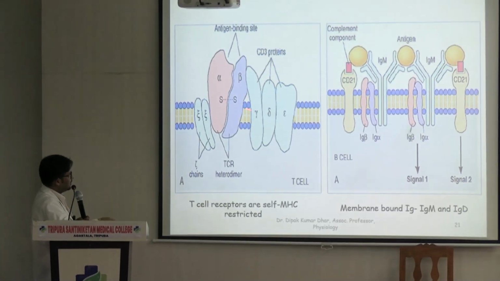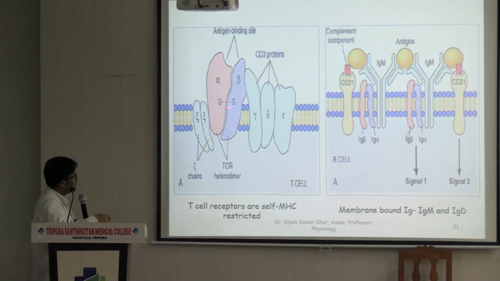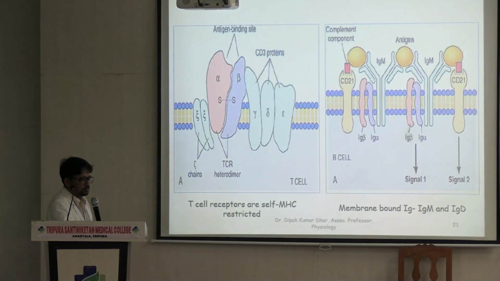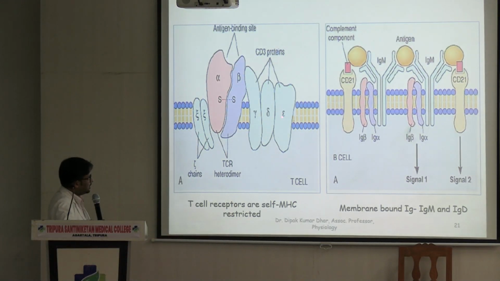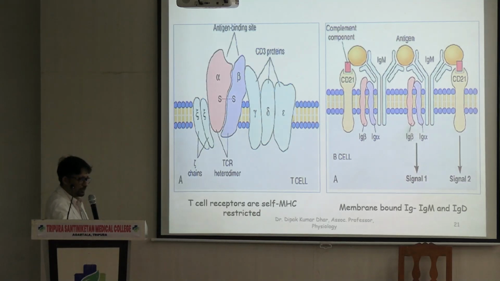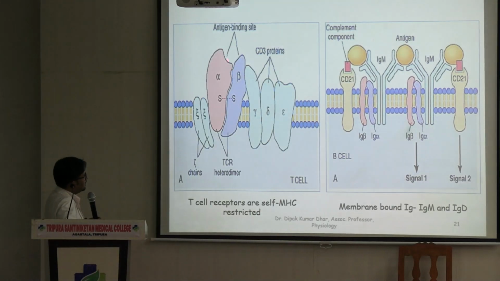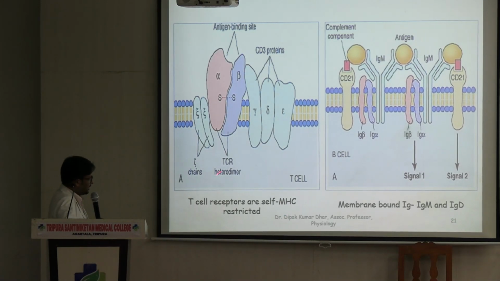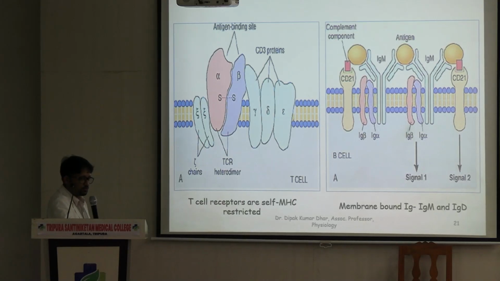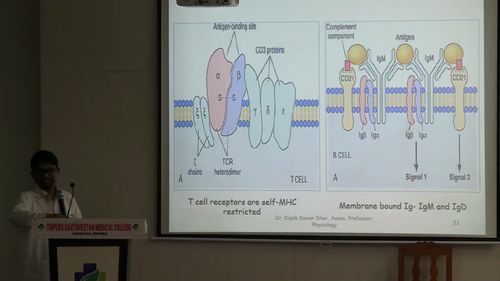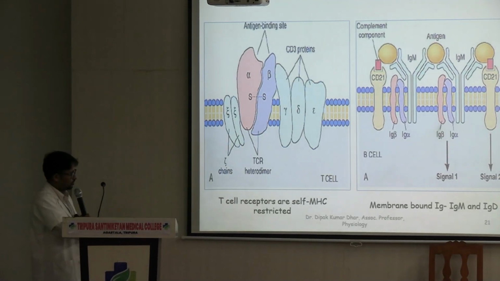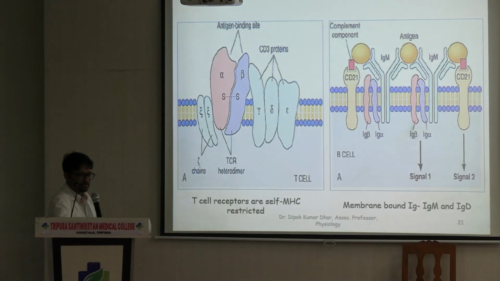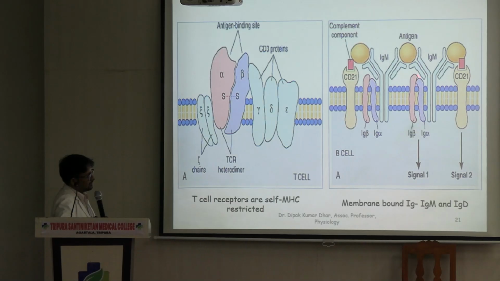In the T cell, this is the structure of the receptor, and specifically this is the receptor proper. These other peptide chains that you see are also part of the receptor complex. But for recognition, this is the important part. You can see the name antigen binding site. And T cell receptors are self-MHC restricted. This is a very important statement. What does it mean? If the antigen is not in MHC, the T cell cannot recognize it. So this is the importance of this statement: self-MHC restricted.